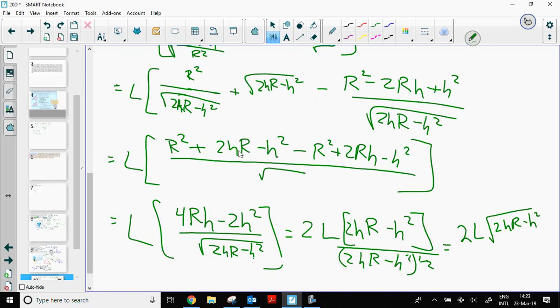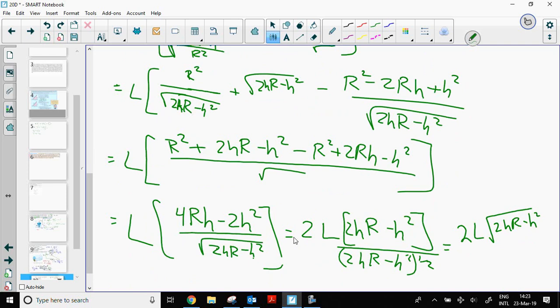Combine all these like terms now. The middle term, obviously, we're going to ditch the square root since we've shifted that down to the bottom. Putting everything together, we just get 4RH minus 2h squared in our numerator. This is cool. We can factor out a 2 from each of those terms. Take that way out in front.